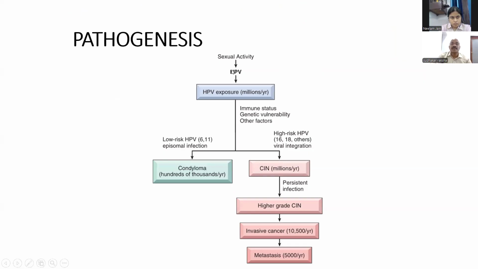So the pathogenesis. Following exposure to the HPV, because of the decreased immune response, or because the individual is genetically susceptible to develop carcinoma, they will develop a precancer stage called CIN, cervical intraepithelial neoplasia. Over a period of 10 years, this CIN can progress to cervical cancer. The low risk variants will cause some papillomas, some growths, which are not very harmful. Condyloma is not cancer.